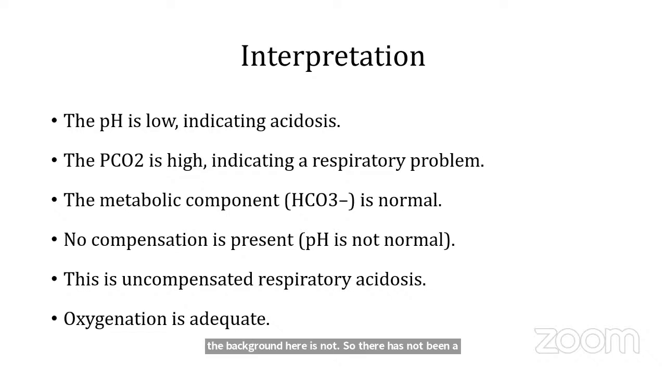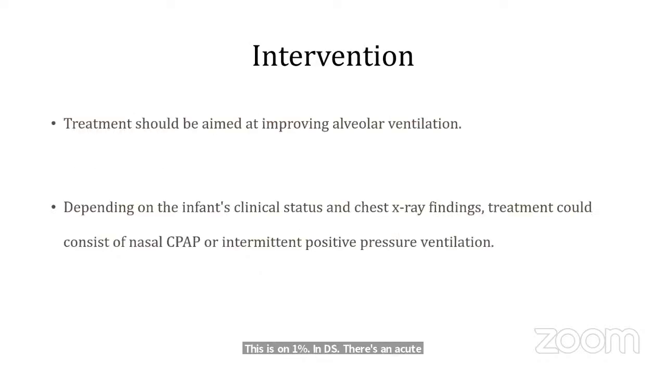I told you that the kidneys need some time for compensation. So here the kidneys did not get adequate time. This is uncompensated respiratory acidosis, an acute problem. The oxygenation here is more or less adequate. So the intervention, we know the treatment, is improving your alveolar ventilation. You might consider nasal CPAP, positive pressure ventilation, whatever the child needs.